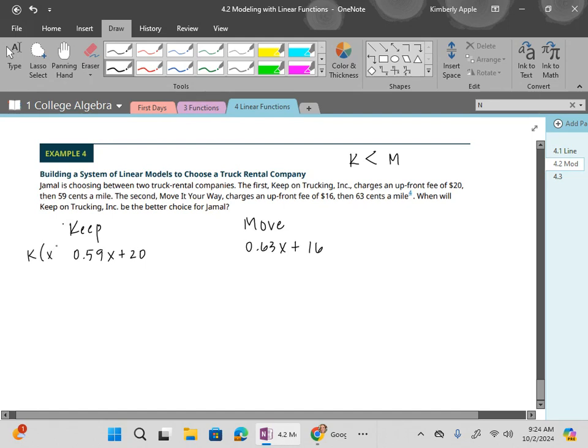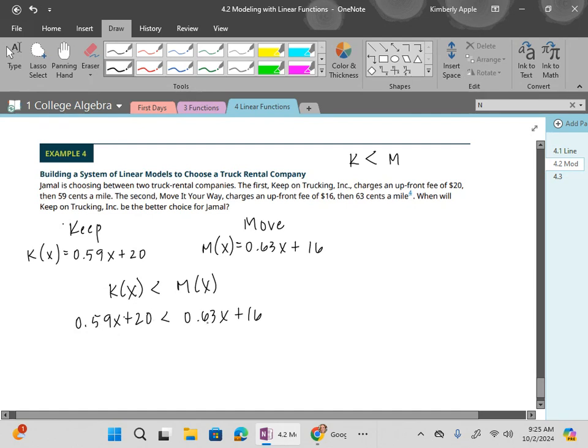All right, so we have K of x for Keep On Trucking and M of x for the other one. So notice I've got 2 linear functions. Good so far? I want the cost of K to be less than M. That means I want the function K of x less than the function M of x. Remember that interchangeable thing I told you about? Things are interchangeable when they're equal. K of x is just this, and M of x is just this. And that inequality doesn't change. We solve it just like a normal equation.